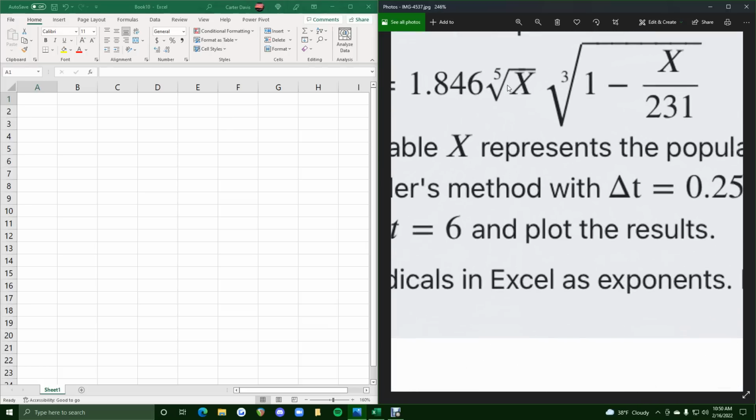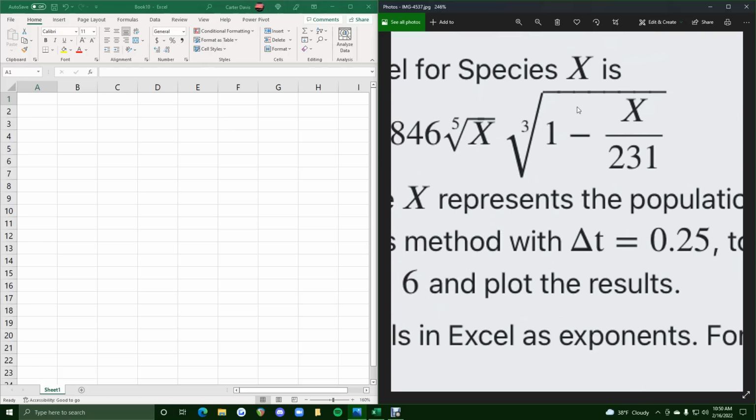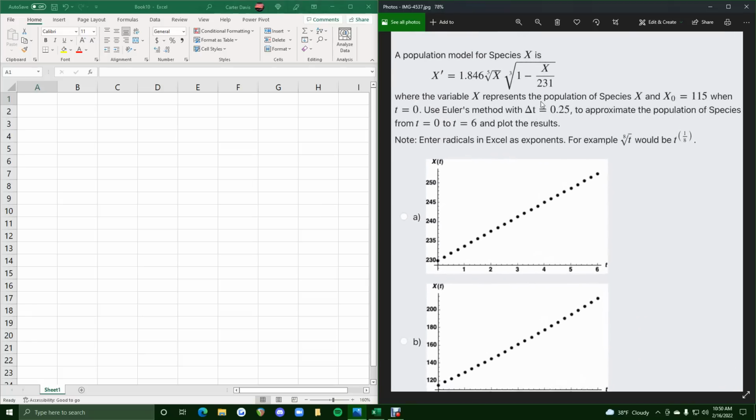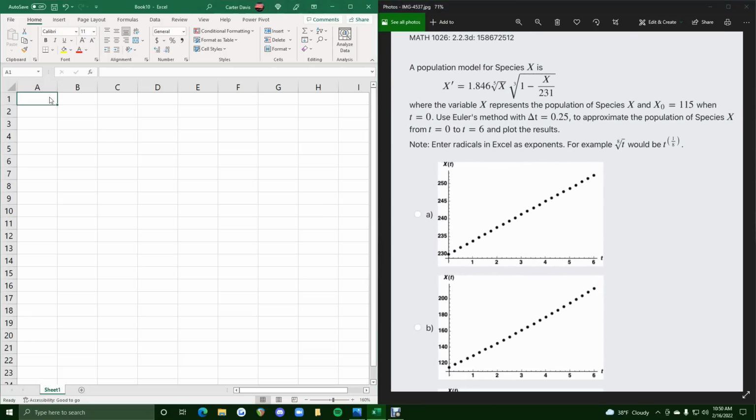So for example, here we'll use x to the 1/5, and then here we'll use all of this raised to the 1/3 to represent the cube root. So let's not waste any time. We know the drill. We do t values first, x values in the second column. T is starting at 0, and then the step size is 0.25, so we'll hit equals A2 plus 0.25, and we're going all the way to 6, so we click on this and drag it all the way down to 6, almost there, and we're there.